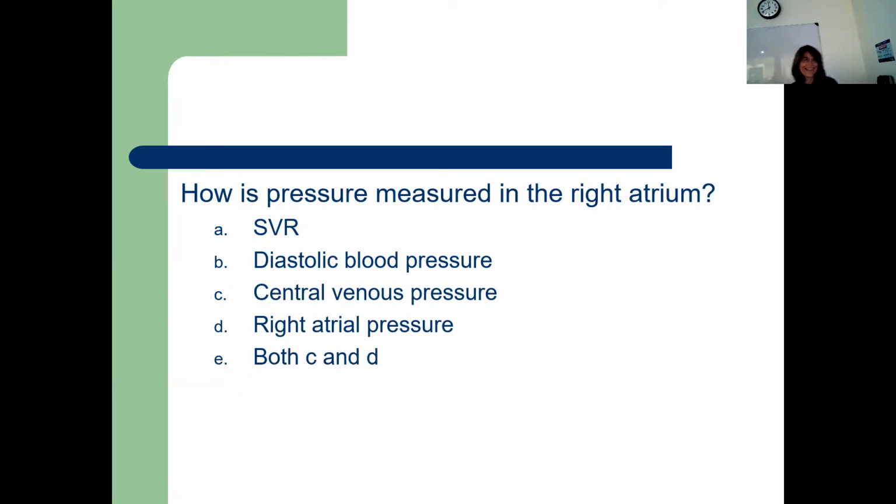I'm teasing. So how is pressure measured in the right atrium? Do we call that the systemic vascular resistance? Do we call it diastolic blood pressure? Do we call it central venous pressure, right atrial pressure, or both C and D? E, yes. We could call it central venous pressure or right atrial pressure.